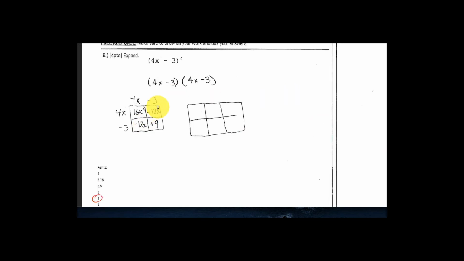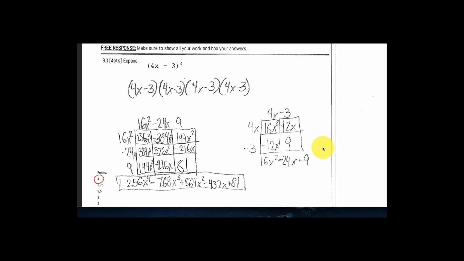All right, this student was going in the right direction. They just needed to write out 4 of these and keep going. For some reason, they stopped. Not quite sure why. I gave them 2 points for going in the right direction. All right, this student expanded it 4 times, and then they multiplied these first 2 and got 16x squared minus 24x plus 9. And so they recognize that if this represents 2 of them, then this would represent the multiplication of 4 of them, and they got the correct answer.